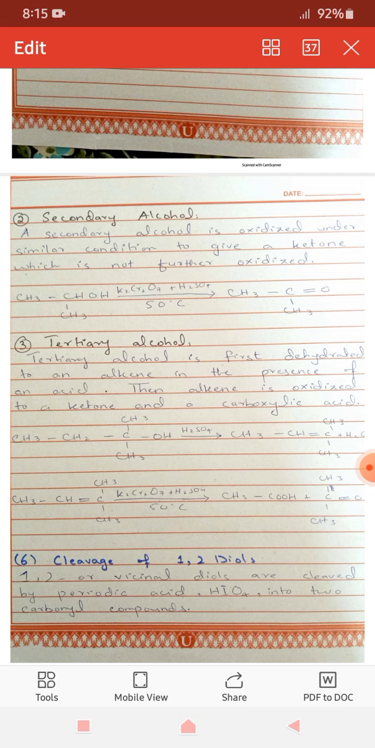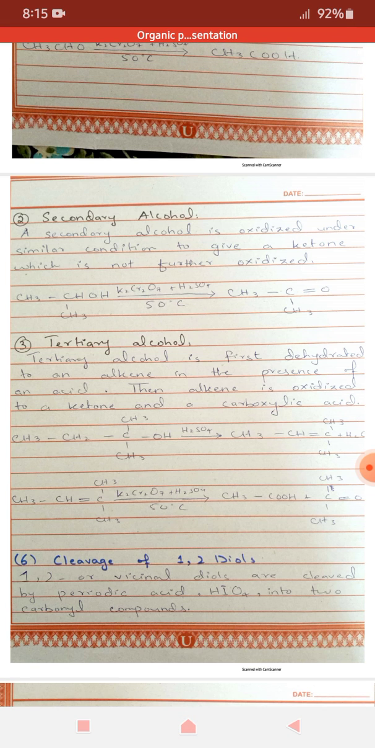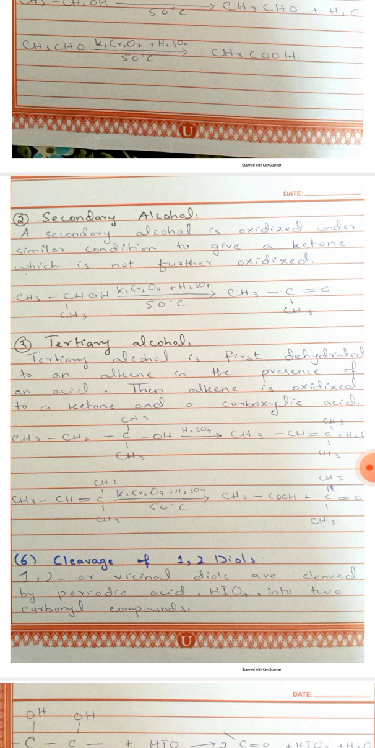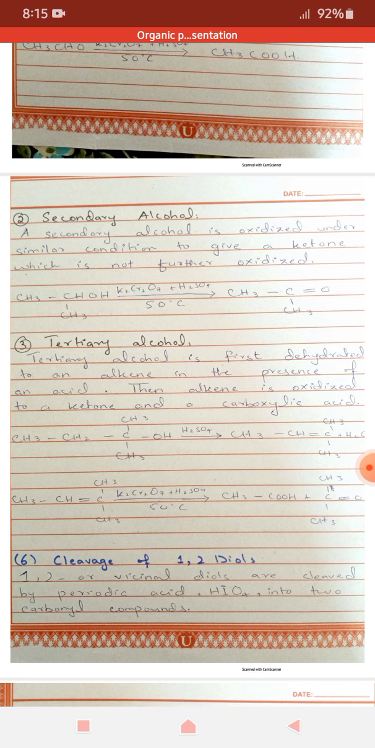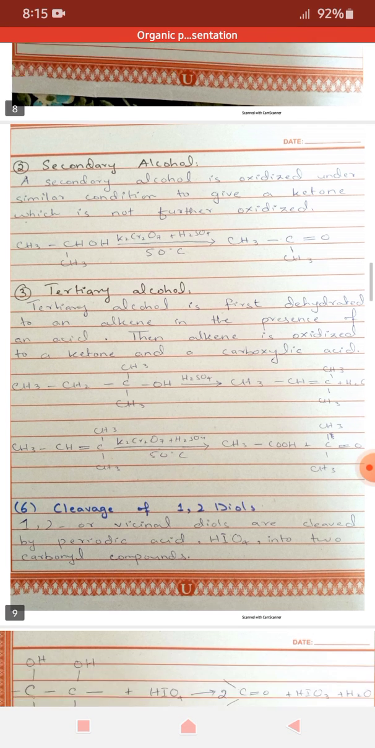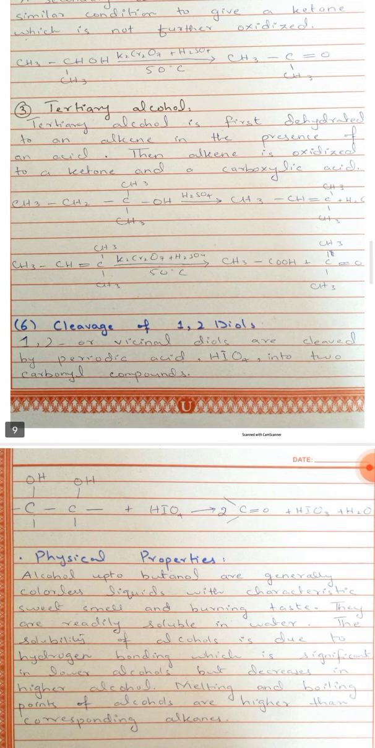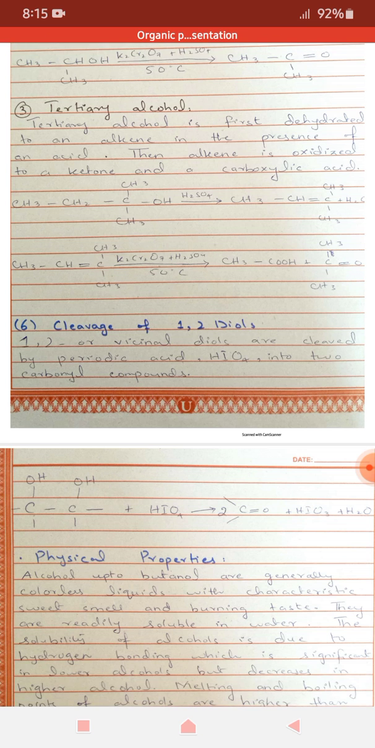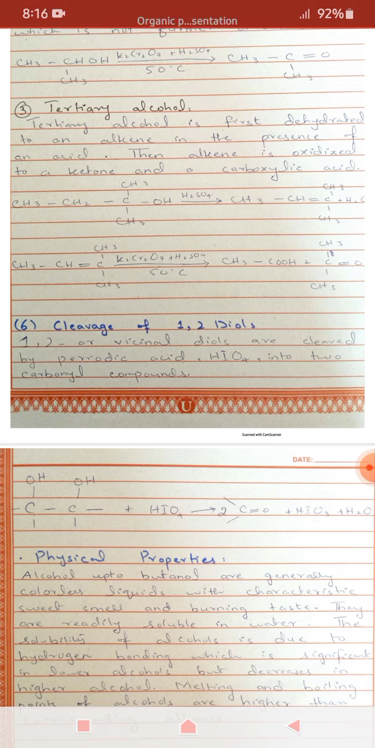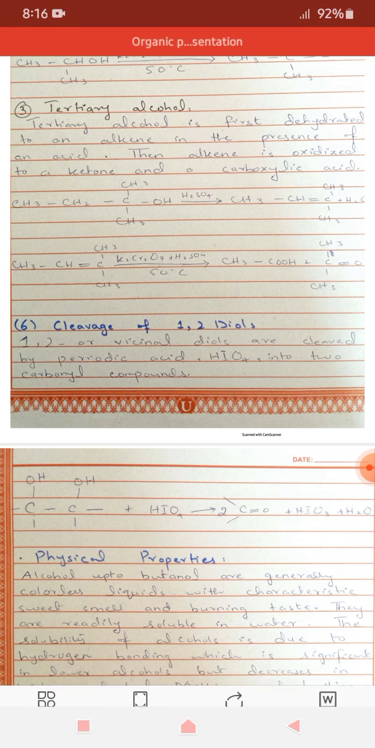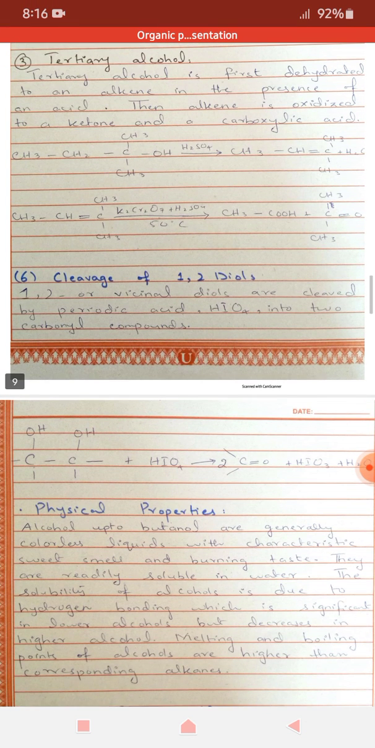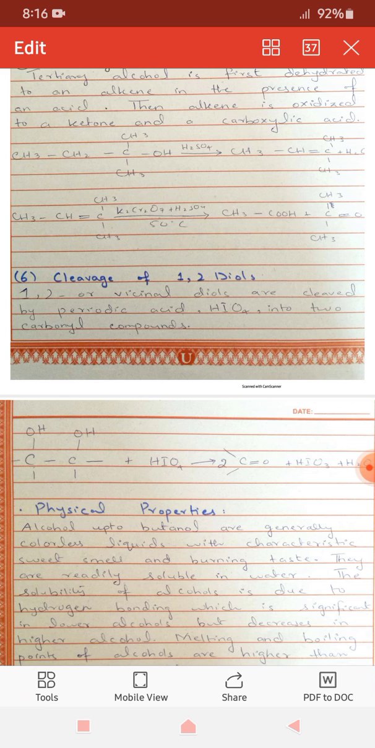And tertiary alcohol is first dehydrated to an alkene in the presence of an acid. Then the alkene is oxidized to a ketone and a carboxylic acid in the same conditions. Sixth one is cleavage of 1,2 diols. So 1,2 or vicinal diols are cleaved by periodic acid (HIO4) into 2 carbonyl compounds, as you can see.